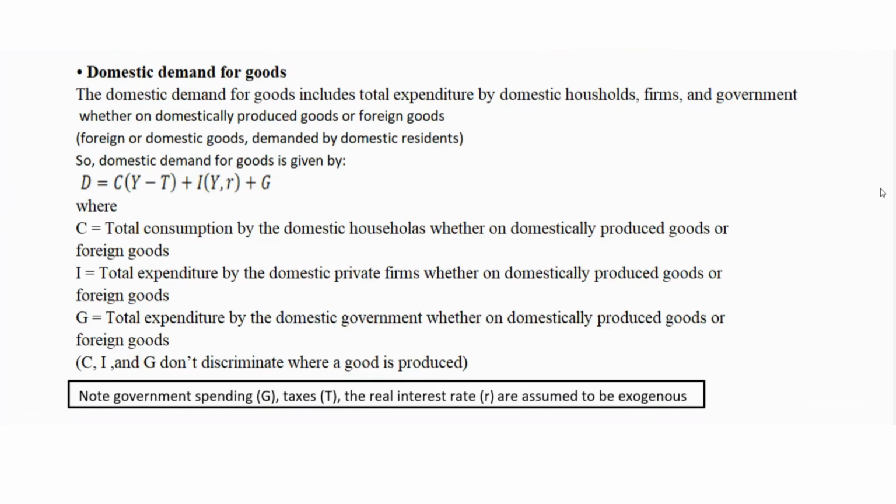So domestic demand for goods is foreign or domestic goods demanded by domestic residents, and it's given as C plus I plus G. But whenever we talk about C, I, and G, they have some demand by domestic residents that go on domestic goods and some that go on foreign goods.